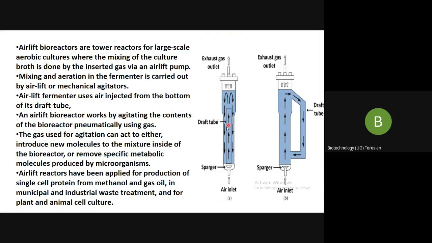It requires less maintenance and also it is less risky. The air and liquid velocities are low and hence the energy consumption is also low. So they can be used for free and immobilized cells, and it is suitable for aerobic culture. And here you see that for applications, they are used for single cell production from methanol, gas, oil, municipal and industrial waste treatment, and plant and animal cell culture.